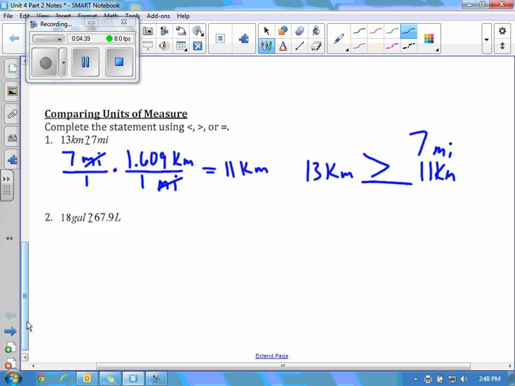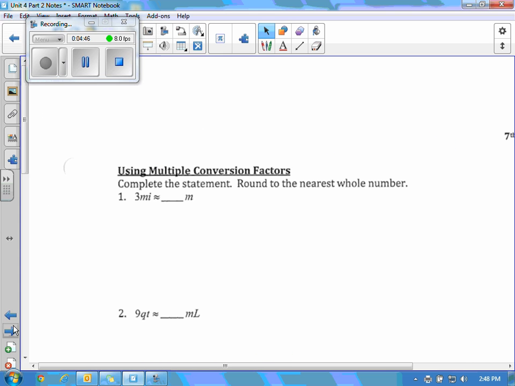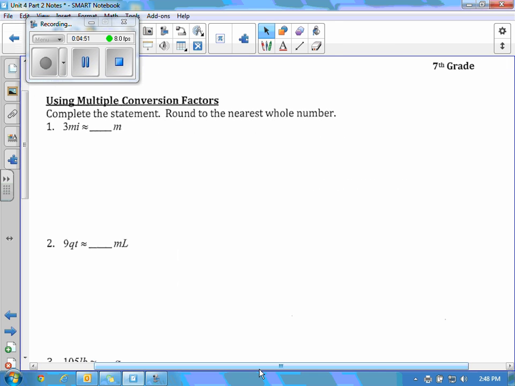Alright, I'm going to leave number 2 for you guys. Remember, you have to convert one of those to the other unit of measure so that you can compare. On the back side, now we're going to use multiple conversions. On the front, we only need to do 1 conversion. Now on the back, we're going to use a couple.